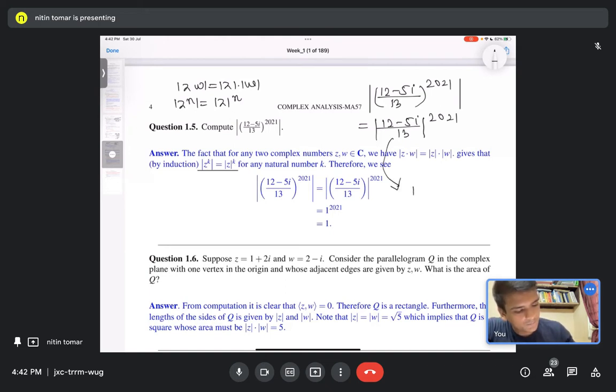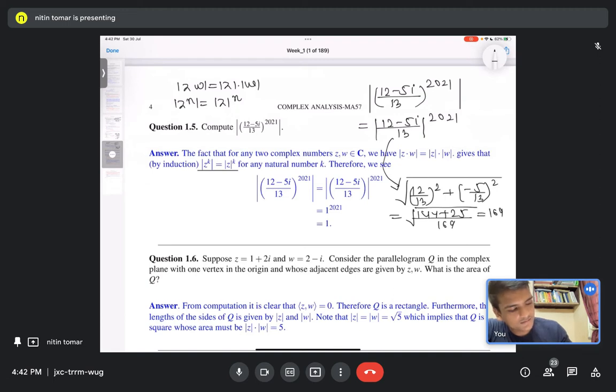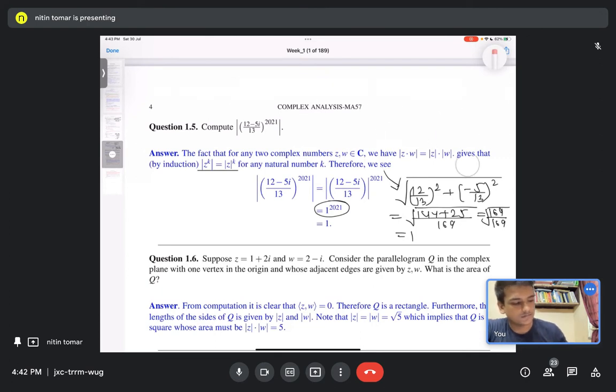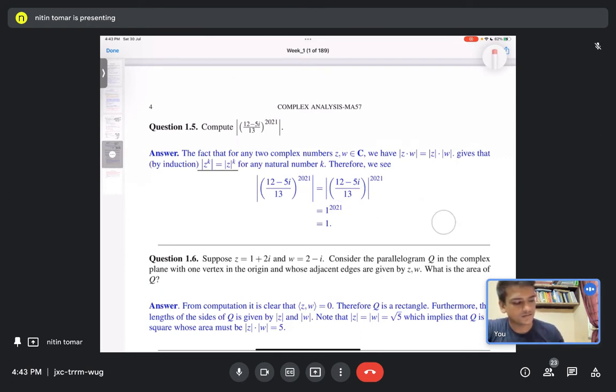It will be the square root of (12 by 13) square plus (minus 5 by 13) square, right? Now this will be the root of (144 plus 25) by 169, and this is just root of 169 by 169, which is nothing but 1. So 1 power 2021 will be your answer, which is nothing but 1. I have written all the calculations this time.